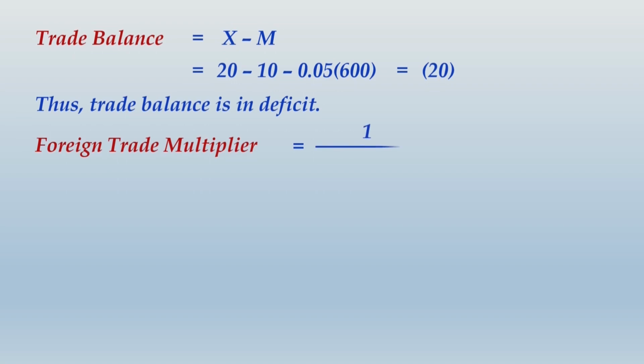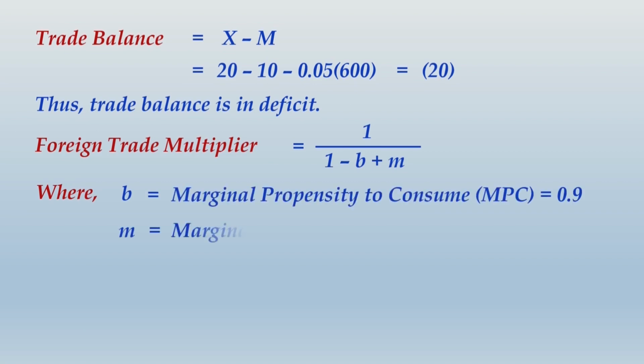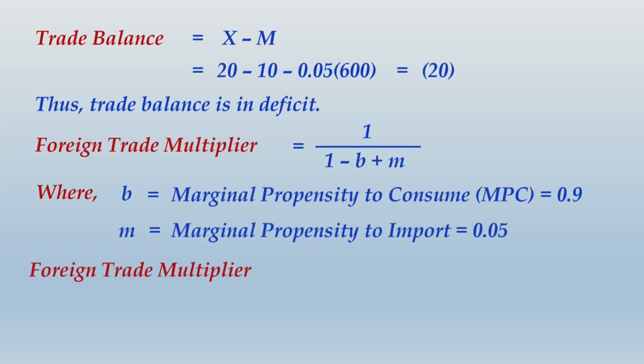Foreign trade multiplier will be 1 divided by 1 minus B plus M. I have already explained this. I have already calculated it for you. You just have to write it down. So the foreign trade multiplier in this case will be the inverse of 0.15, and the inverse of 0.15 gives you 6.6667.